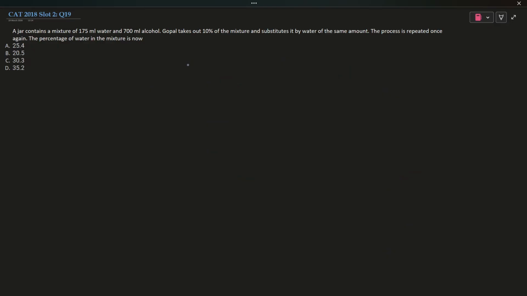A jar contains a mixture of 175 ml water and 700 ml alcohol. So I have a jar that has 875 ml of alcohol-water solution. Out of this 875 ml, I have 175 ml of water, and I have 700 ml of alcohol.